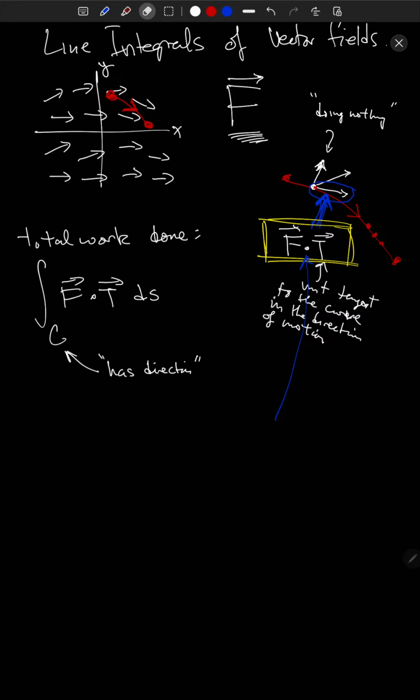Let me emphasize the "has direction" in a more accurate way. Sorry, I shouldn't have erased the whole thing. The direction is what you see in the T. Again, in this picture up here, the direction is given by the unit tangent, tangent to the curve in the direction of motion. So I shouldn't have put the arrow on the C. The direction is literally shown to us in the T.